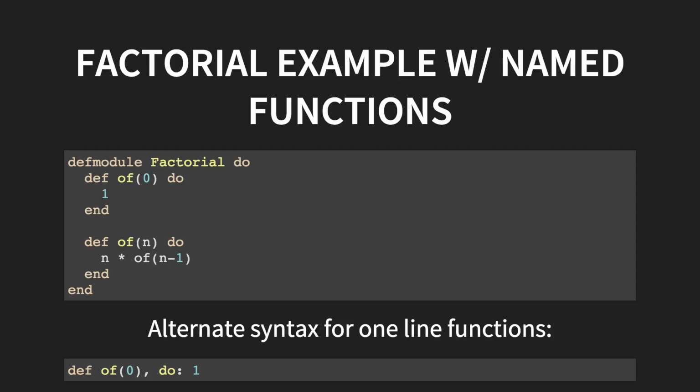If you call Factorial.of(0), it'll match that first one and just return 1. But if you call Factorial.of with some other number, it'll match the second one. Let's say we pass in 5, it'll match that second function, which recursively calls itself until n minus 1 is 0, in which case it'll match the top function and return times 1. So that's a really basic example.